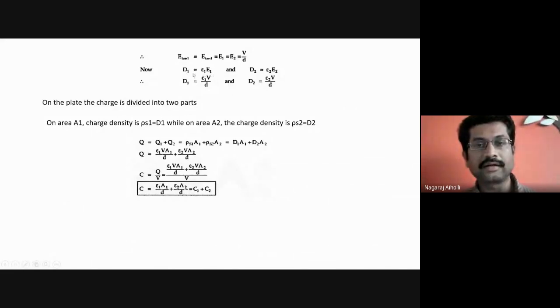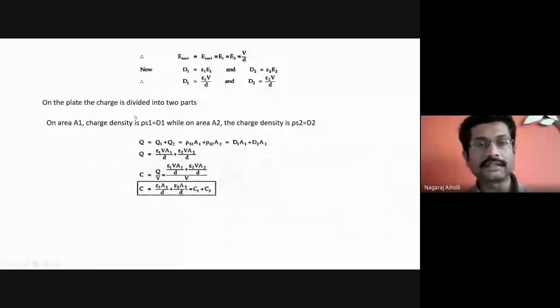D1 is epsilon 1 into E1, and D2 is epsilon 2 into E2. So D1 is written as epsilon 1 into E1, where E1 is V by D from the above equation. By substituting, D1 is equal to epsilon 1 into V by D. Similarly, substitute for E2 in D2 equals epsilon 2 E2. E2 is also equal to V by D. Therefore, D2 is equal to epsilon 2 V by D.